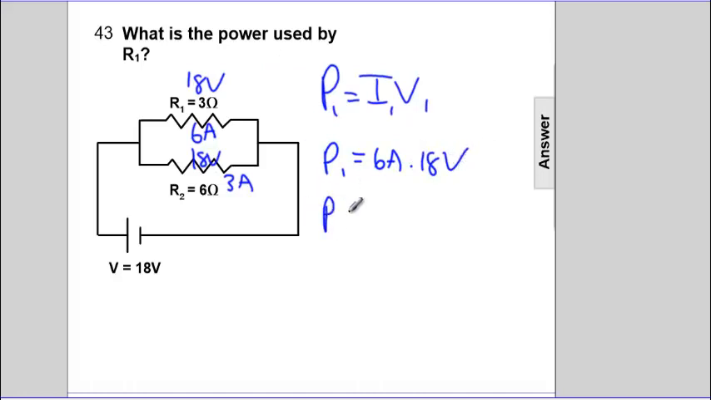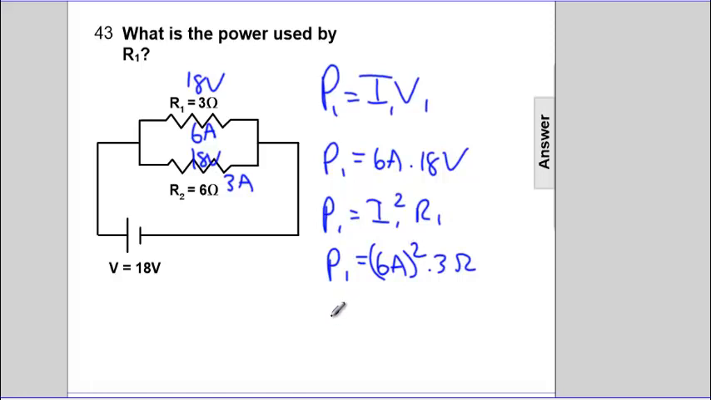Another way to do this: power 1 is I1 quantity squared times R1. Give it a shot. Power 1 equals the current in that branch, 6 amps quantity squared, times R1, which is 3 ohms. Should you get the same answer? Give it a shot. Use your computer.